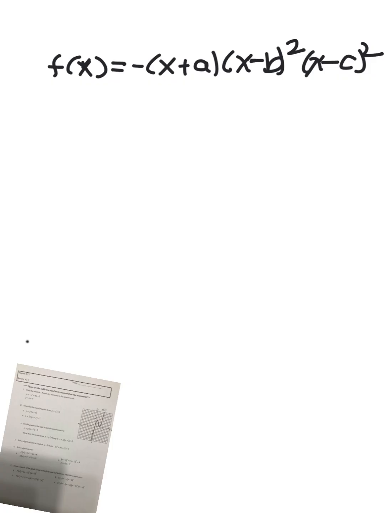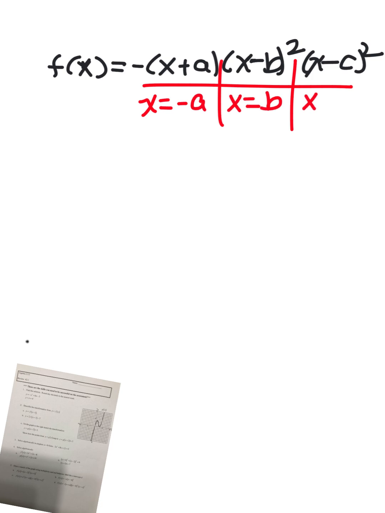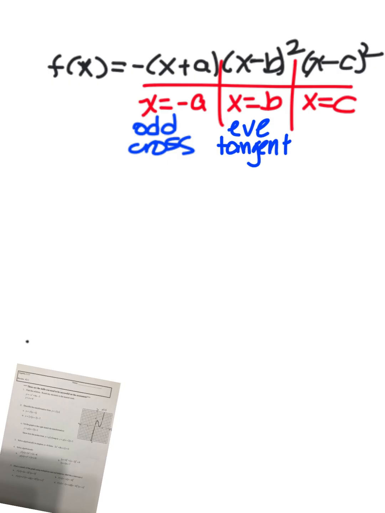All right, again, we're going to find all the zeros first. So I get x equals -a, x equals b, and x equals c. Now get all the multiplicities. All right, for x equals -a, the exponent is 1. So that means it's odd, cross. For x equals b, the exponent is 2, so that's even, tangent. And for x equals c, the exponent is 2. So again, that's even, tangent.